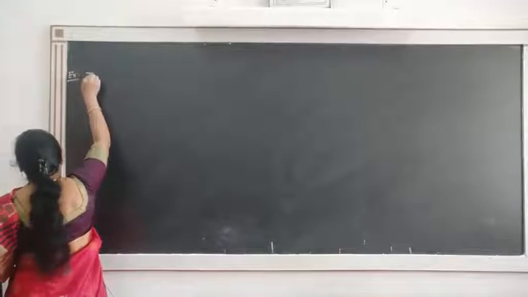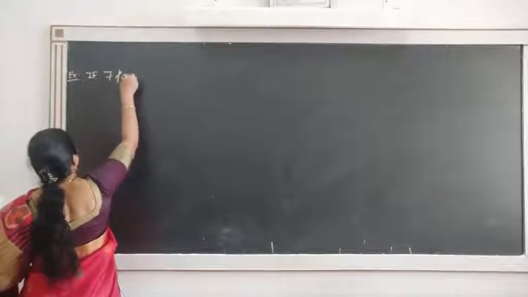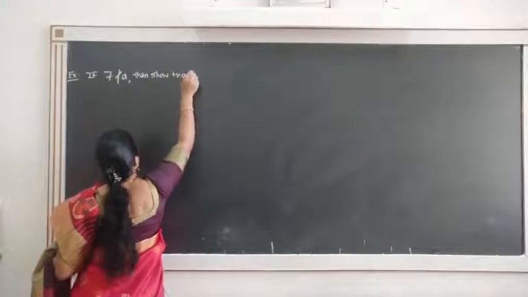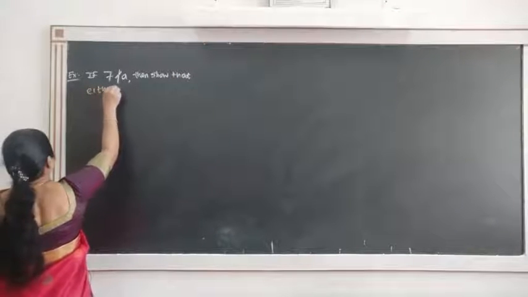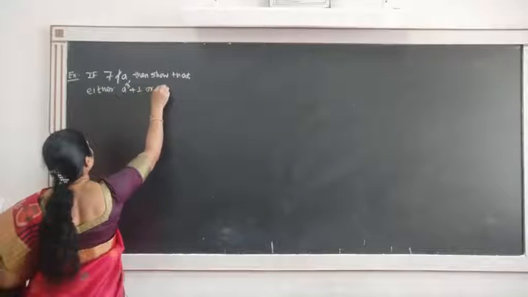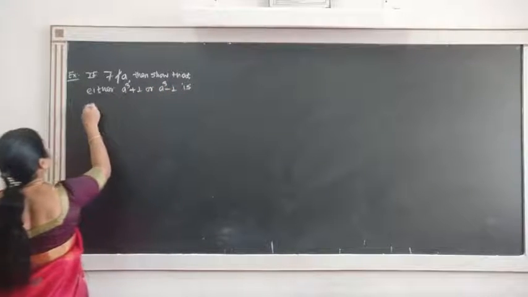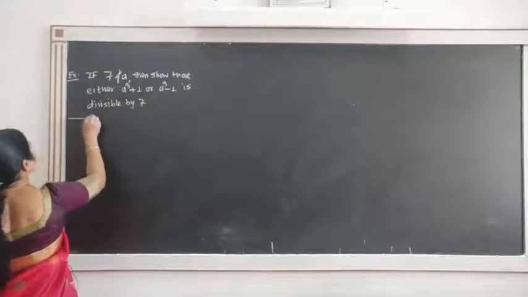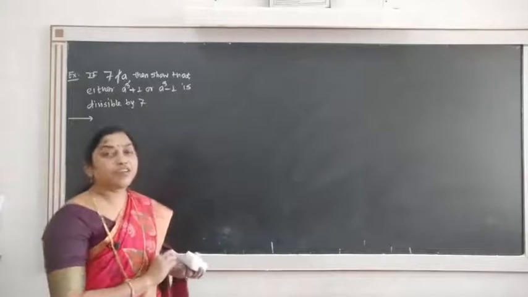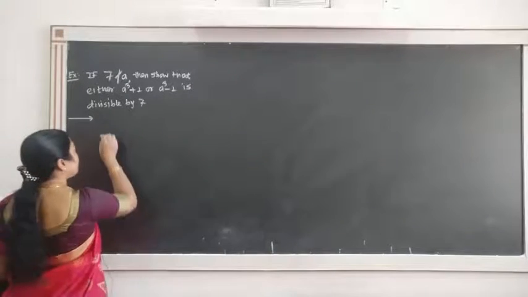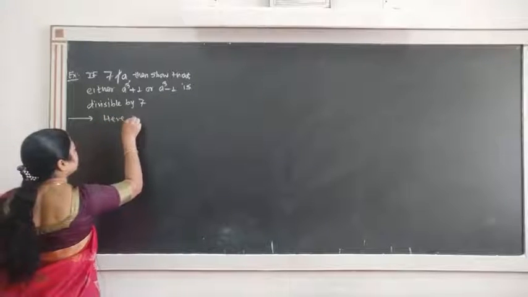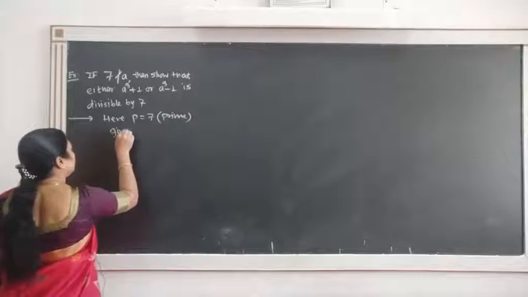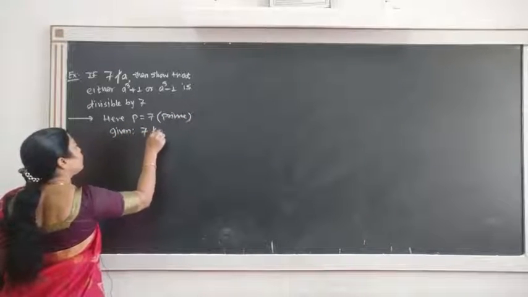Example, if 7 does not divide a, then show that either a cube plus 1 or a cube minus 1 is divisible by 7. So it is given that 7 does not divide a and 7 is a prime. And it is given that 7 does not divide a.